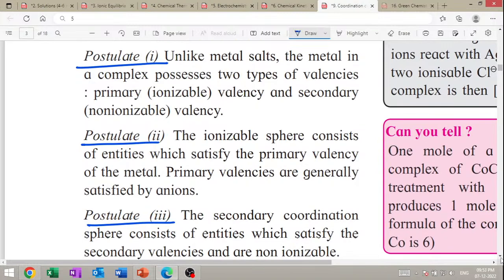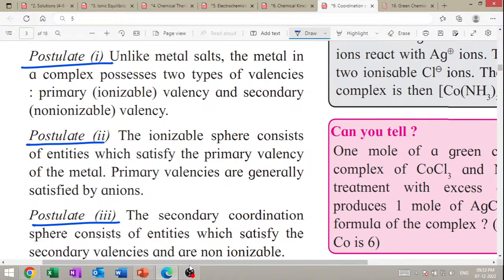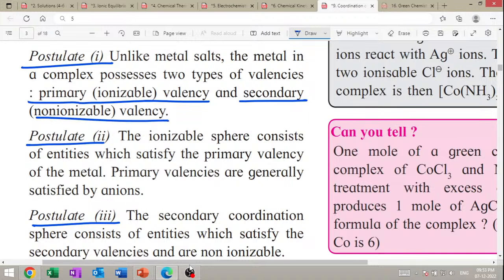Number 1 postulates. Unlike the metal ion complexes, the metal in the complex possesses the 2 type of valency. Primary ionizable valency आणि secondary non-ionizable valency. ते CET ला पण इम्पॉर्टंट आहे, प्लीज लक्षात ठेवा. प्रायमरी व्हॅलन्सी म्हणजे आयोनायझेबल, सेकंडरी व्हॅलन्सी म्हणजे नॉन आयोनायझेबल.